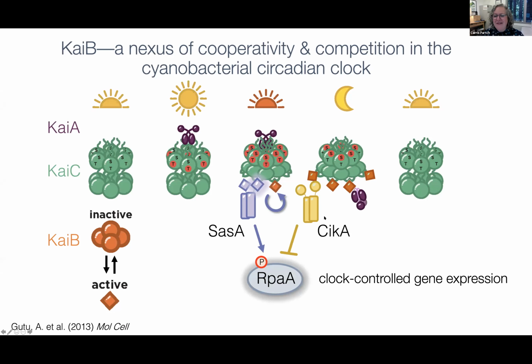I don't have time to go into it now, but what's really striking to me again is that both KIK-A and Kai-A here are recruited to the fold switch complex at night, and in fact, they compete for one another. So KaiB, this fold switch protein, truly is a nexus of cooperativity and competition in the clock.